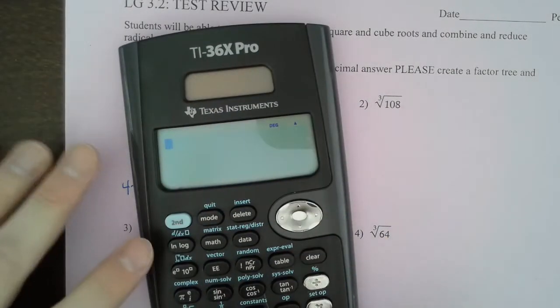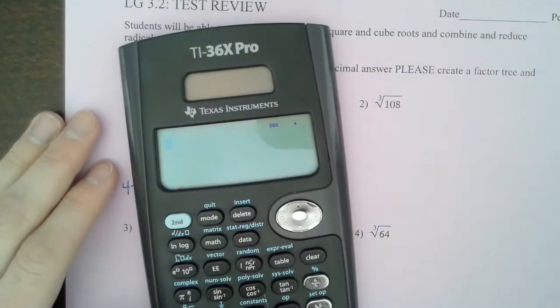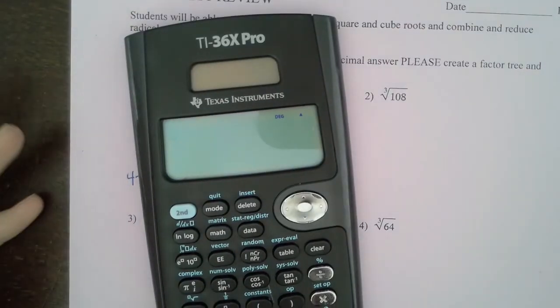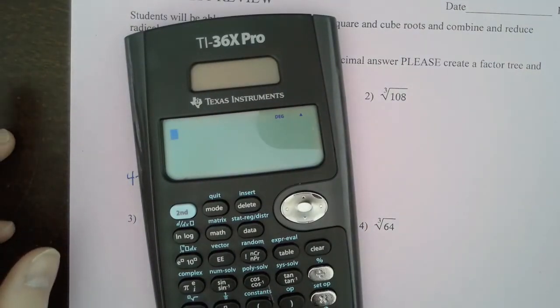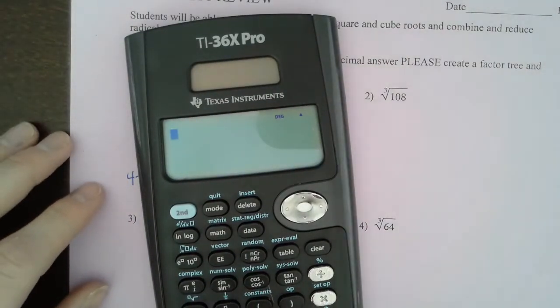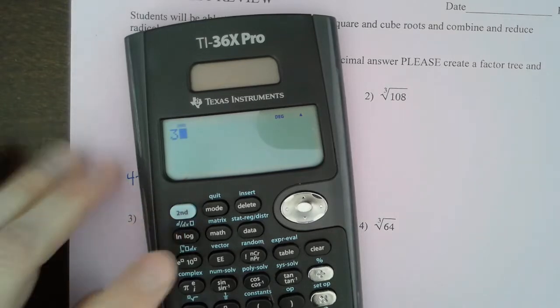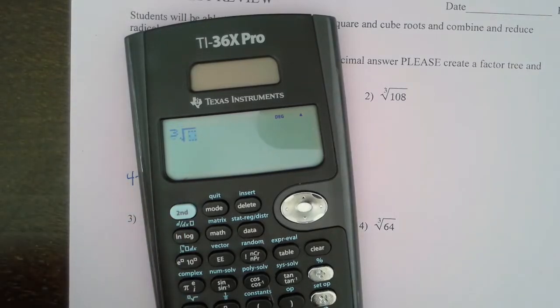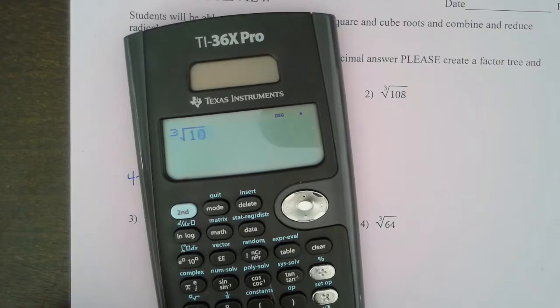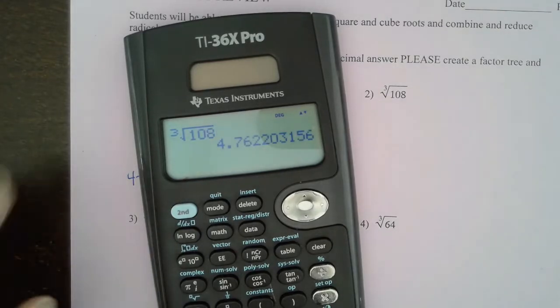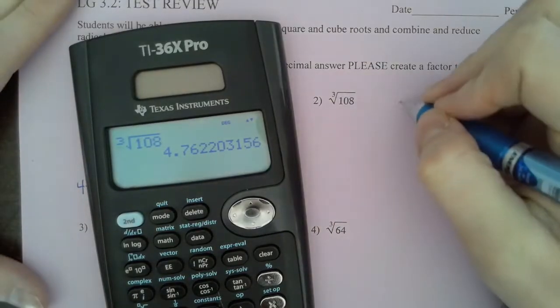Alright, number 2. So this is a cube root because there's a 3 on our shelf. Remember, we have two different ones, cube and cube root. So we're going to just plug this in our calculator. So it's 3, second, x with the box, and that puts our 3 on itself, and then 108, and we get a decimal. So that means we're going to have to factor tree this guy.